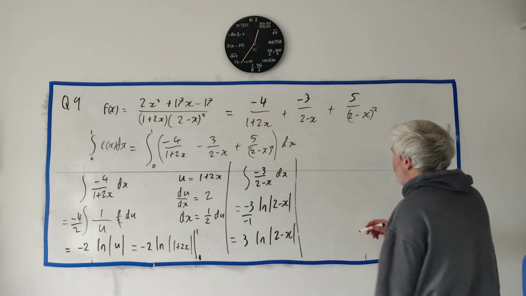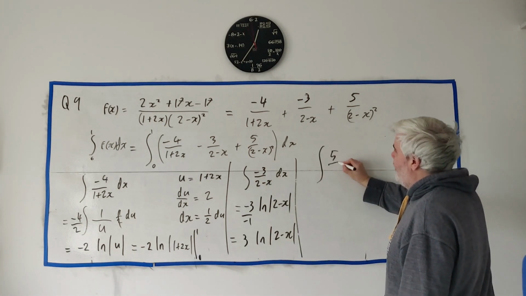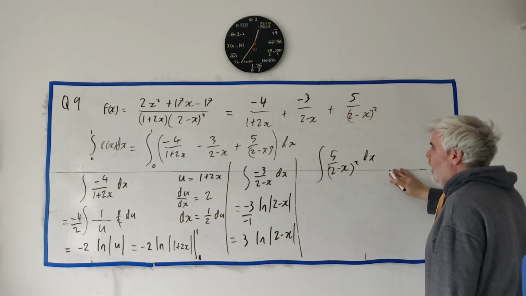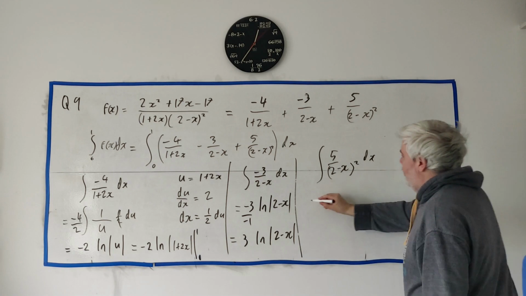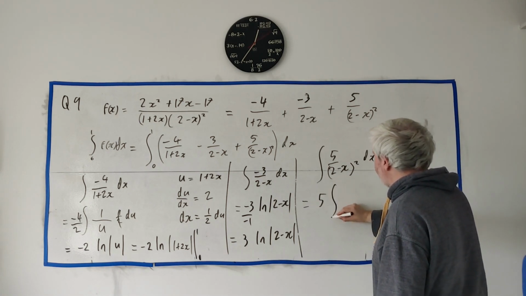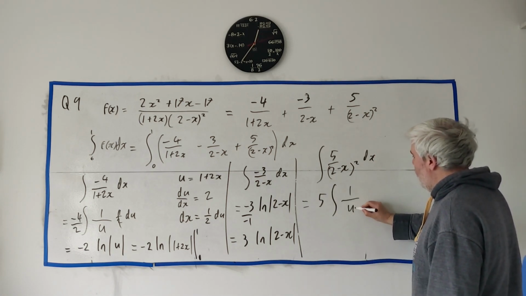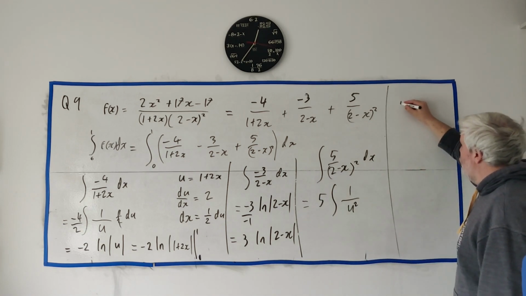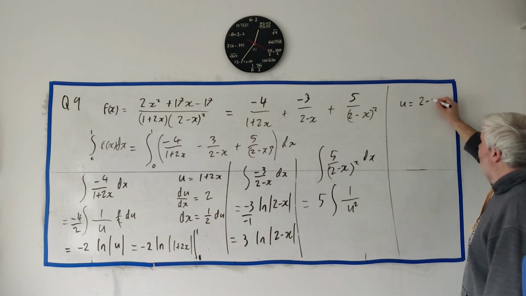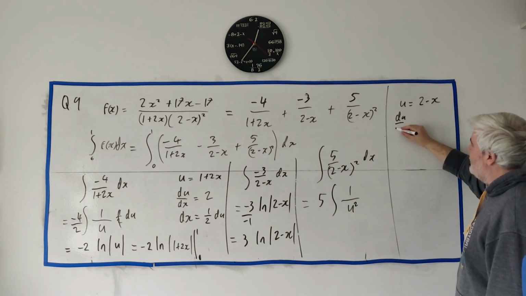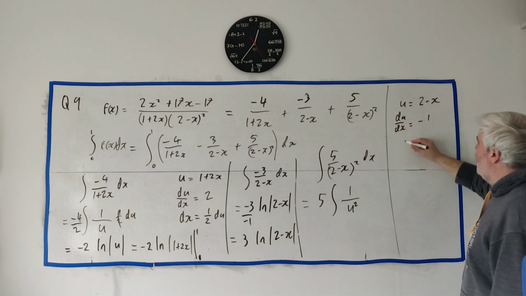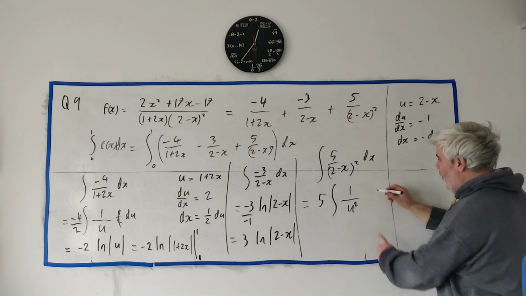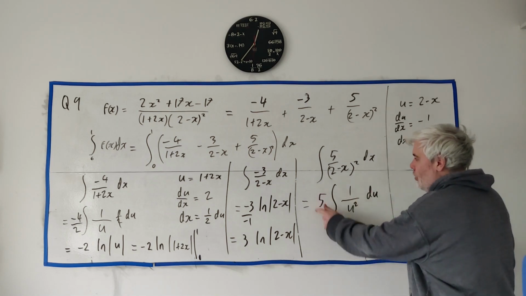Let's do the final one. Let's do this one slowly again. The integral of 5 over 2 minus x squared dx. Right, let's take the 5 outside. Let's substitute that bottom row with a u squared. And let's do that over here. Let's go u is equal to 2 minus x. du dx is equal to minus 1. dx is equal to minus du. So instead of dx, I'll put in minus du. The minus can come all the way outside.